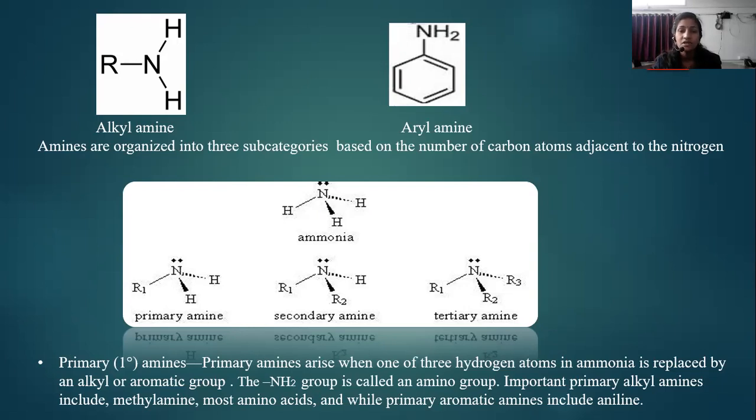The NH2 is an amino group, so we attach the alkyl group to the NH2 group. Some examples of primary amines are methyl amine. First of all, the primary amine. This is the structure of a primary amine, RNH2, with a lone pair.